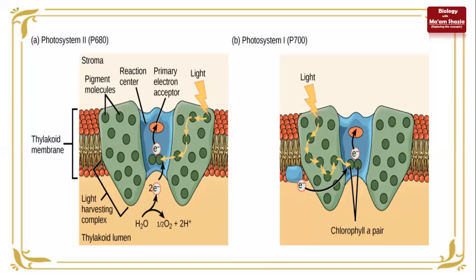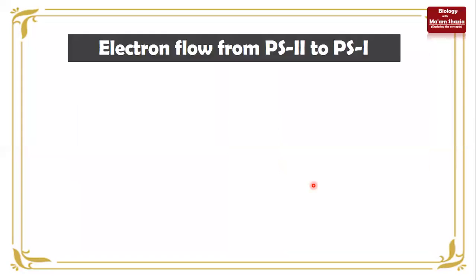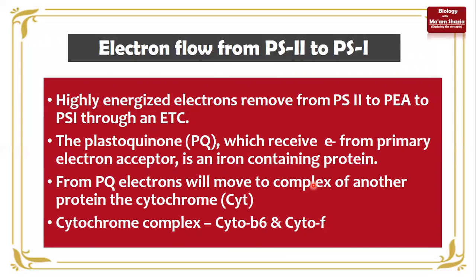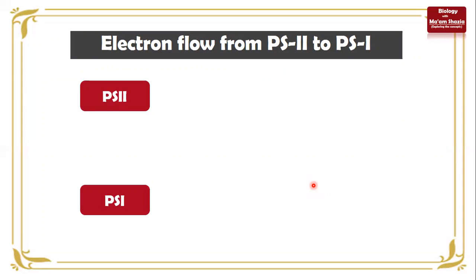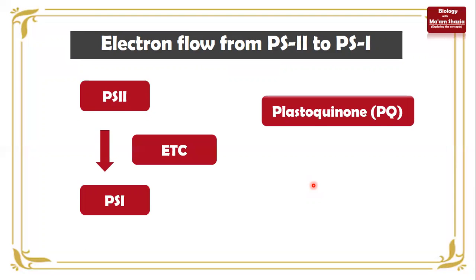Now let's discuss how these two weak electrons reach PS1. Electron flow from PS2 to PS1. Here is a bit of text; if you want to read through it, you should go through it for complete understanding. PS2 is photosystem 2, and PS1 is photosystem 1. The electrons from PS2 will move to PS1 through the electron transport chain, which has a few proteins.